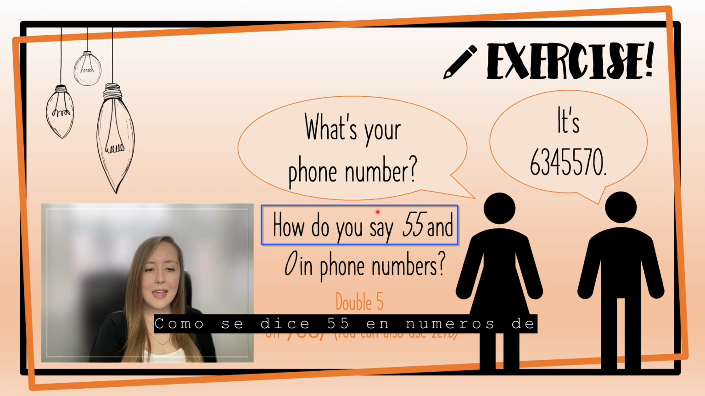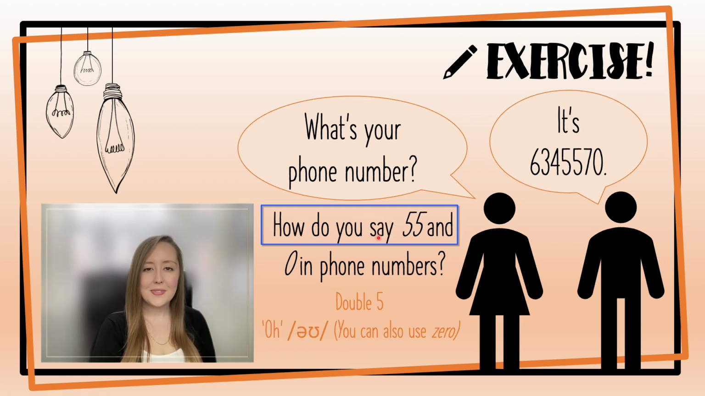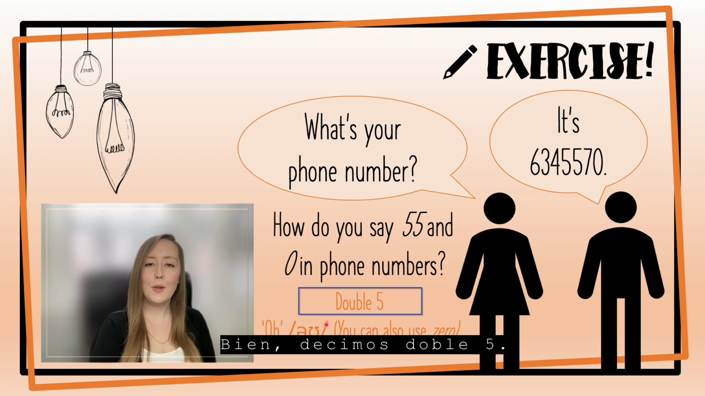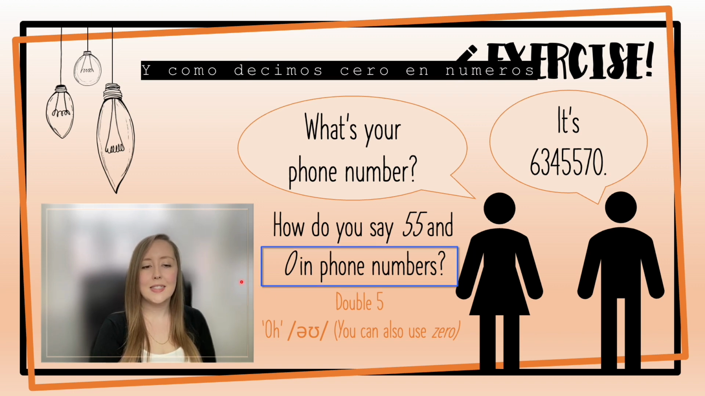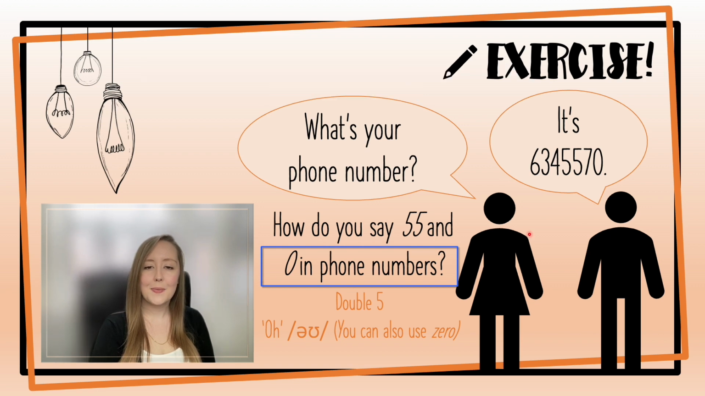How do you say 55 in phone numbers? Listen again. It's 634 5570. How do you say 55? Good. We say double 5. 634 5570. Well done. And how do we say 0 in phone numbers?